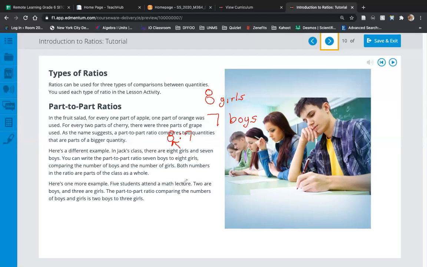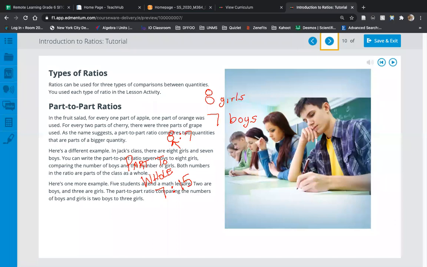If we want to talk about a part-to-whole ratio, what a part to whole ratio would look like is it would say, how many boys do you have to the total number of students? So how many boys do we have? 7. So I have 7 boys to how many students do I have altogether? 15. Including girls and boys is 15, right? So this is where you want to be careful, especially when it comes to the mastery test, with the wording.